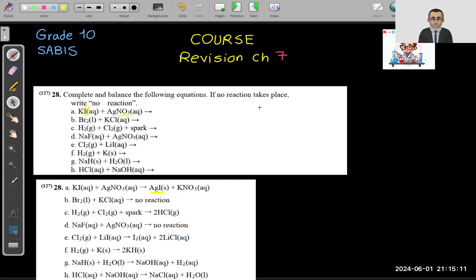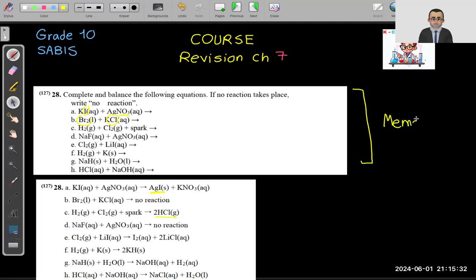Then bromine plus KCl. Does bromine react with KCl? No. Why? Because bromine is less reactive than Cl. Then H2 plus Cl2, memorize, it forms HCl. NaF plus AgNO3, no reaction. Cl2 plus Li. Mister, what do I do here?